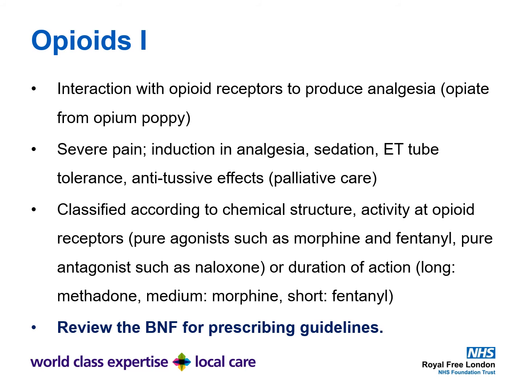Opioids can be classified in a number of ways: according to chemical structure, activity at the opioid receptors, so pure agonists such as morphine and fentanyl, and a pure antagonist such as naloxone, which of course is a treatment for opioid toxicity. Or you can classify them via their duration of action: long, methadone; medium, morphine; and short, fentanyl, for example. I would always suggest that when you're reviewing your pharmacology that you review the national guidelines such as NICE and the BNF for prescribing guidelines, or of course hopefully when we return back to normal we'll spend time doing prescribing.